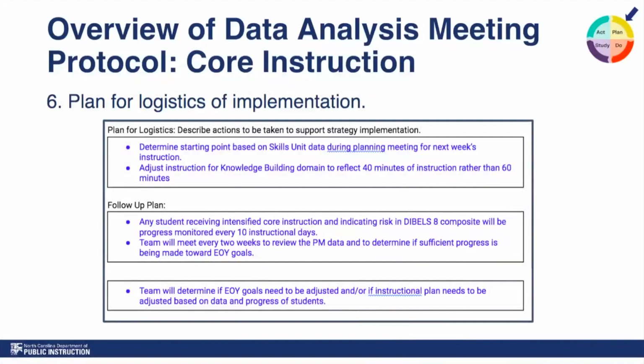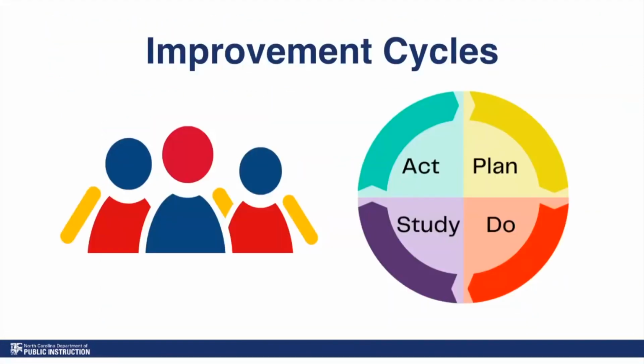And then finally, our last step is to plan for logistics of implementation. This is really important because there are people who need to know about this plan, people who need to also be part of the planning of this. So they documented their logistics and they also developed a plan to review progress monitoring data so that they could make adjustments if they're realizing what they're doing isn't working, or keep going if they're making the progress that they're looking for. Improvement cycles are best completed with a team.